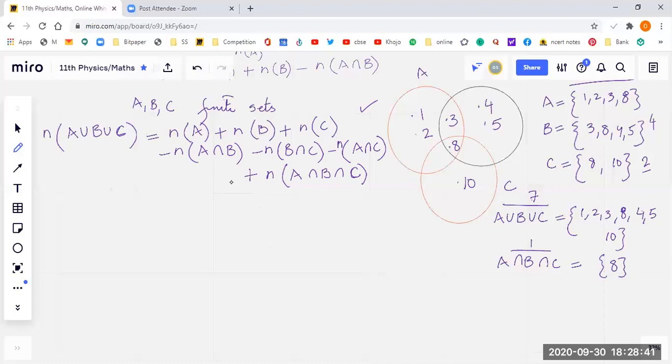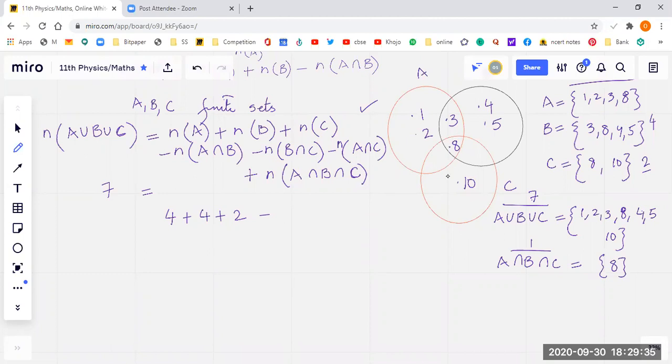Tell me how many elements are there in set A, students? 4. Very good. So here I write 4. Then next, plus number of elements in B, 4. Number of elements in C, 2. Now comes minus. So in minus, students, I request you to see what is the number of elements in A intersection B.